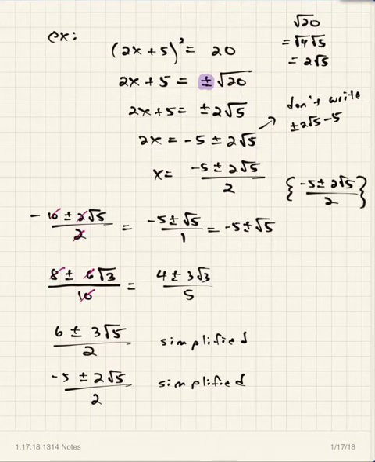Like that. All right, so those are my solutions. All right, next example I want to look at. We're still talking about the square root method. So let's say we have 8 times (x plus 6) squared, plus 32 equals 0.